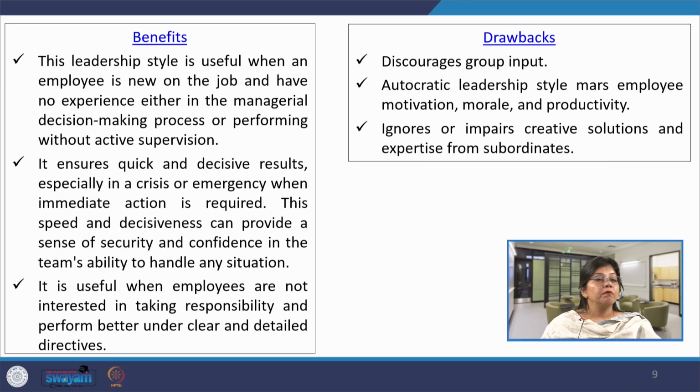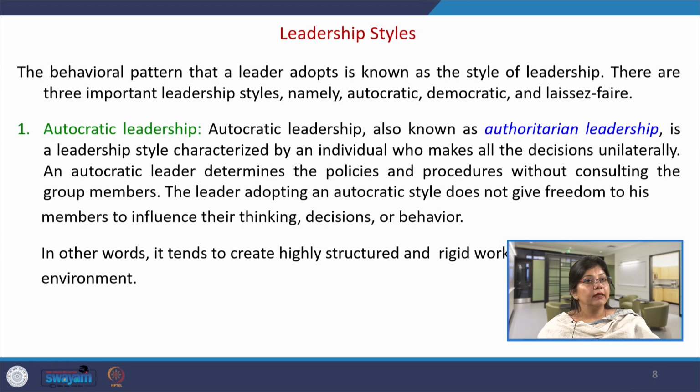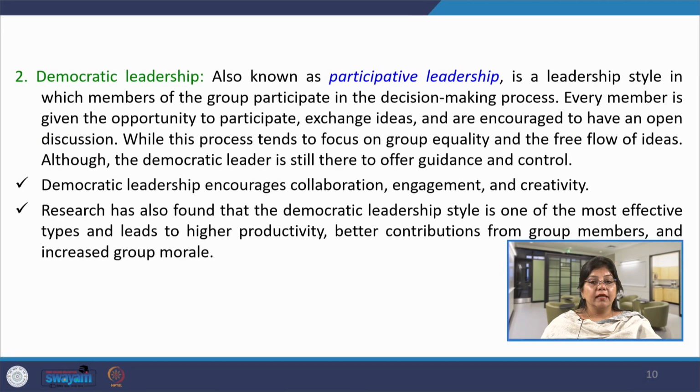and expertise from subordinates. So, when autocratic leadership is adopted, the environment is rigid, very structured, there is no freedom, and it also inhibits creativity and innovation in decision making. So, these are the benefits and drawbacks of the autocratic leadership style. The next is the democratic leadership style or the participative leadership style.